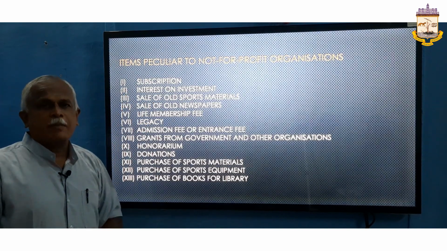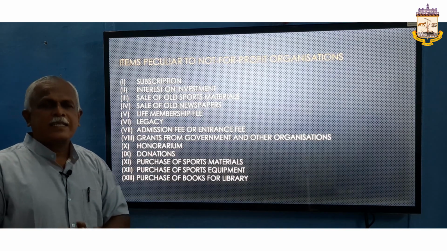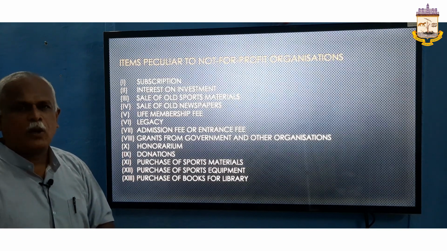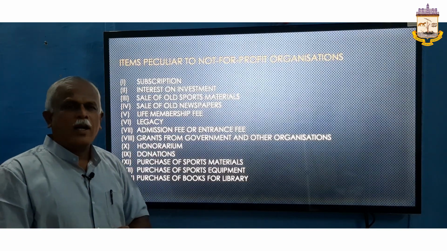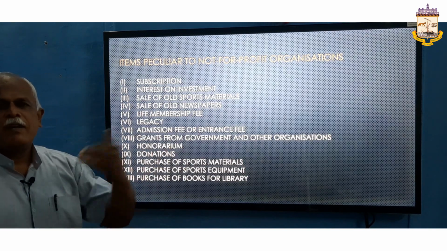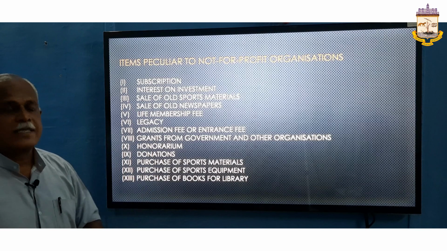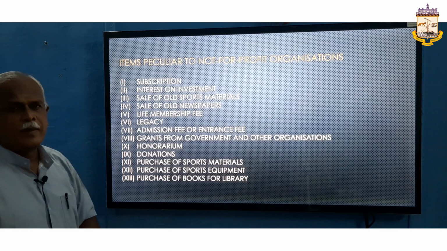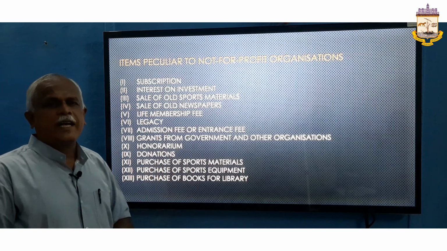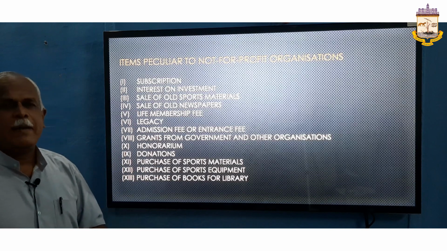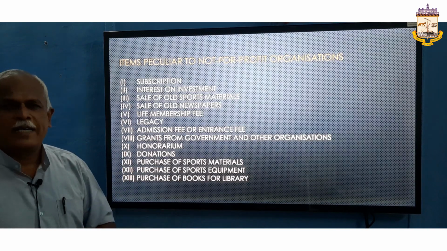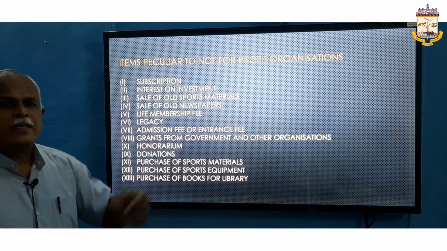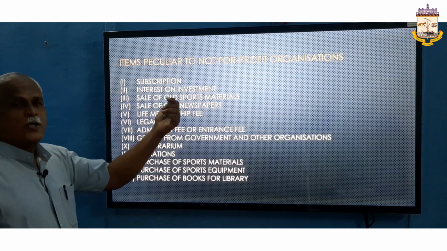Second is interest from investments. We invest the amount received as donations or grant-in-aid from the government in a bank or in financial securities which will fetch the organization sufficient interest. Such interest is a revenue income. Sale of old sports material. The members make use of the items available at a sports club. The damaged items such as bat, ball and net are sold off at the end of the accounting period. Such items form revenue receipts for sports institutions.